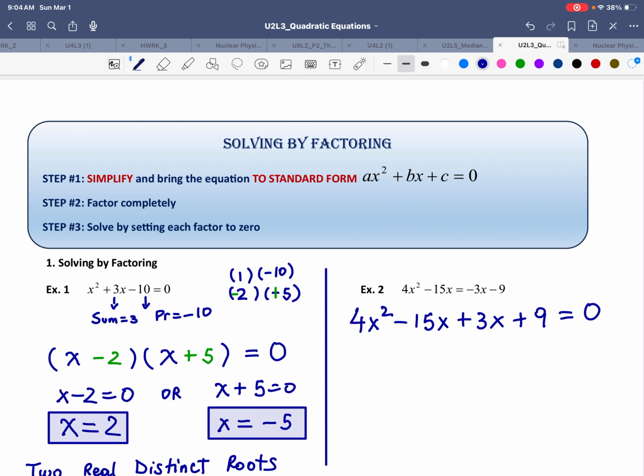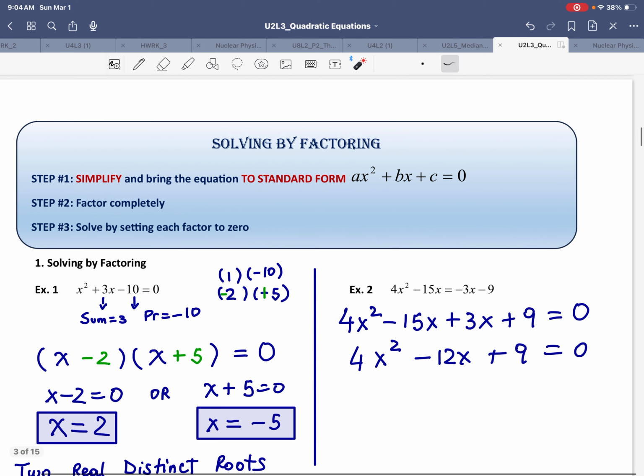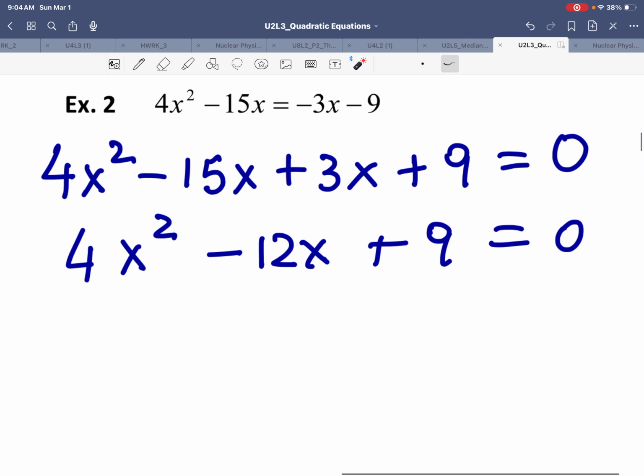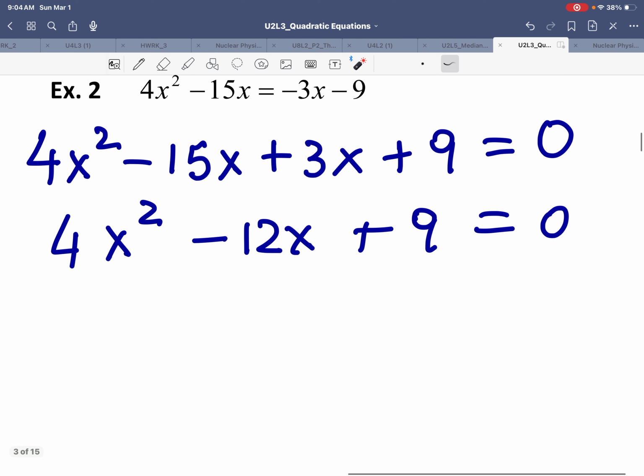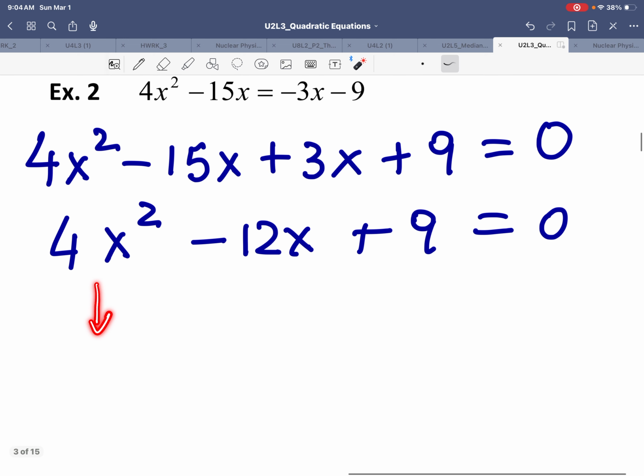Now this is not completely standard form. We have to go one more step. 4x squared minus 12x plus 9 equals 0. So let's focus on solving this. We need now to factor completely, and when I look at this equation, I notice that the first term is a perfect square trinomial, as a matter of fact.